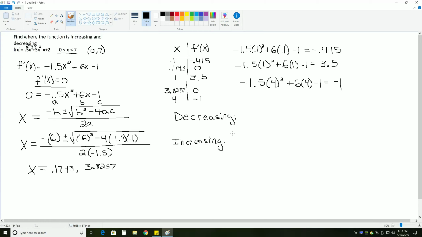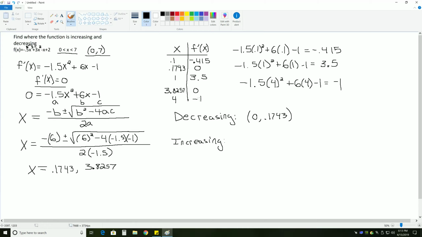So let's go ahead and start with the decreasing intervals. Or actually, let's go ahead and start from our smallest number to make it easier. We're starting at 0. So from 0 all the way up until 0.1743, we said that our first derivative is negative, which means that our function was decreasing all the way until 0.1743. So we're going to go to decreasing and say from 0 to 0.1743, it's decreasing.